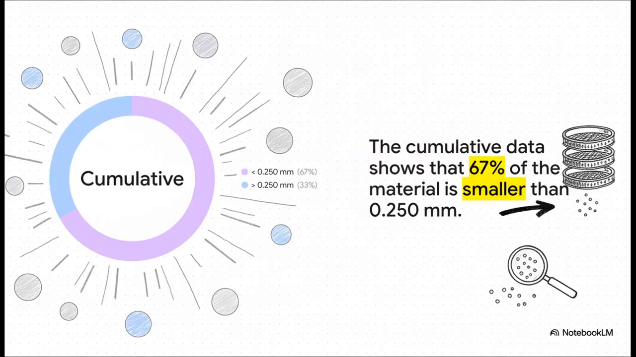Remember that cumulative data, the running total? That gives us another incredibly powerful way to look at things. From that data, we can make a really simple, really strong statement. For example, we know for a fact that 67% of this entire sample is made of particles smaller than 1/4 of a millimeter. You can imagine how useful that is for quality control.